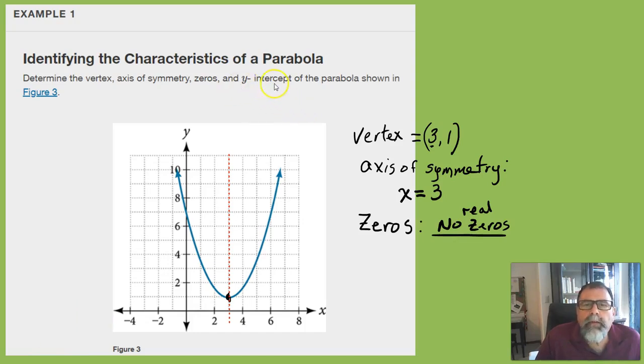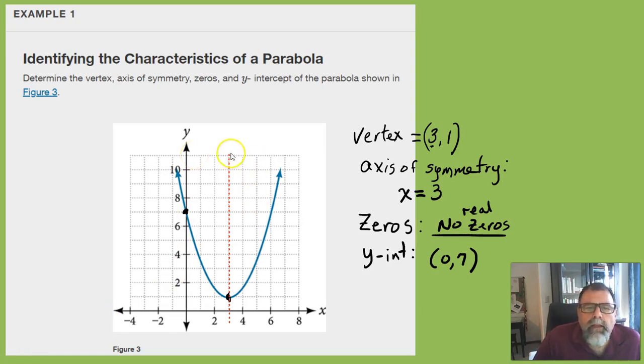Okay, and then the next thing, y-intercept. So the y-intercept is where the graph crosses the y-axis. I'm just going to write y-int. So the y-intercept is 0, 7. Okay, so I think that's everything.